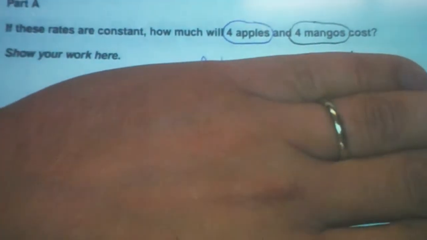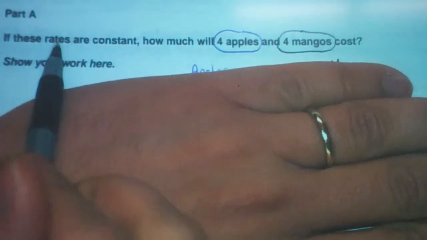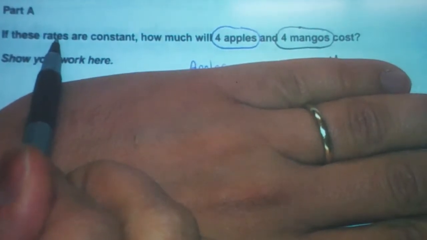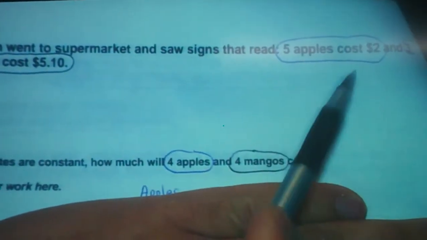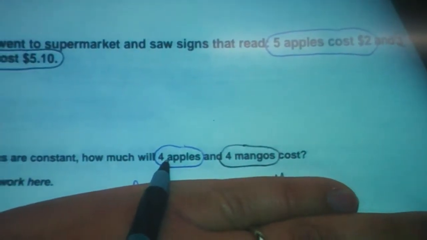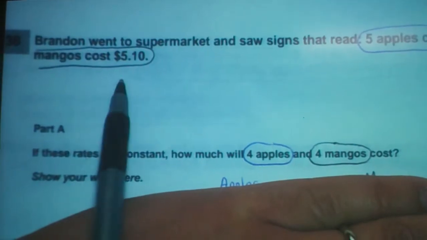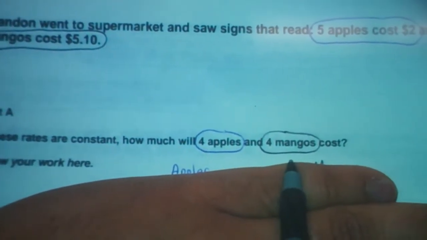The question says, if these rates, so again I see the word rates, which is like, oh snap, I need to make a ratio table. So anytime you see that word, how much will 4 apples and 4 mangoes cost? So again, we know 5 apples cost $2, so we want to know how much 4 apples cost. And then we know that 3 mangoes cost $5.10, so we want to know how much 4 mangoes cost.